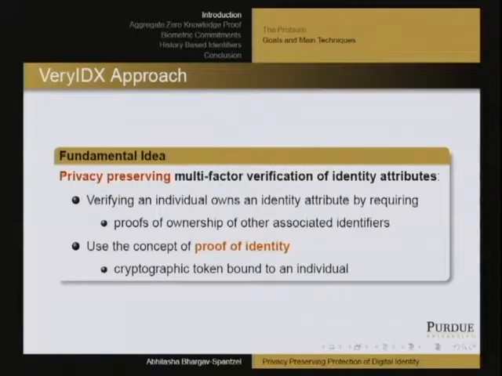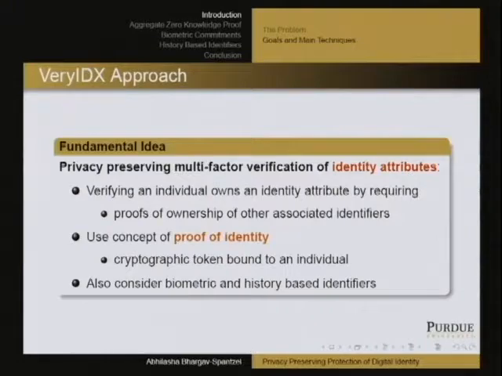The second is the privacy preserving. So in the example I just gave you, the shopkeeper comes to see your driver's license, your age, maybe your state of residence and so on, which is not really required to verify that you own this credit card. So we want to preserve privacy, and therefore we use this concept of proof of identity, which is essentially a cryptographic token bound to the individual. And when it comes to identity attributes, we also consider various types of identity attributes, which is the biometric and the history-based.